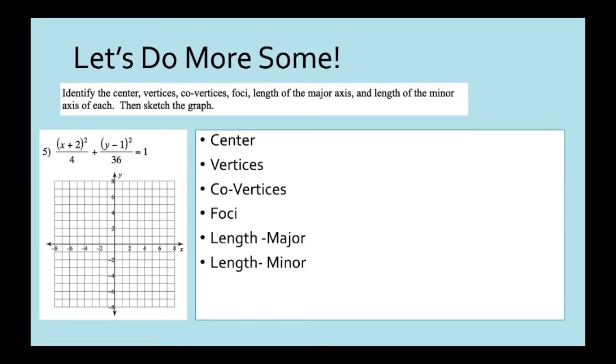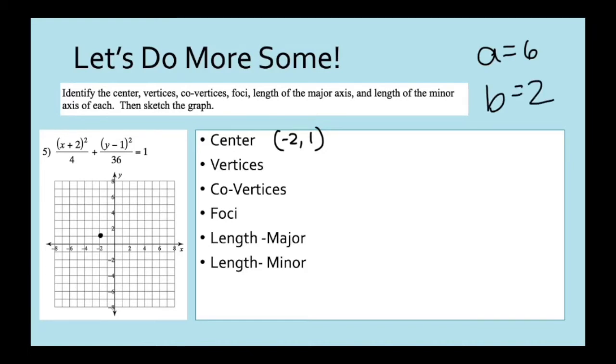We have an x there, so it is going to be -2, comma, +1. I like to draw that as I find it. So I'm going to put this at -2, comma, 1. There's my center. My a value is always the square root of the largest one on the bottom. So my a value is 6 because it's got a 36 over there. My b value is the square root of 4, which is 2.